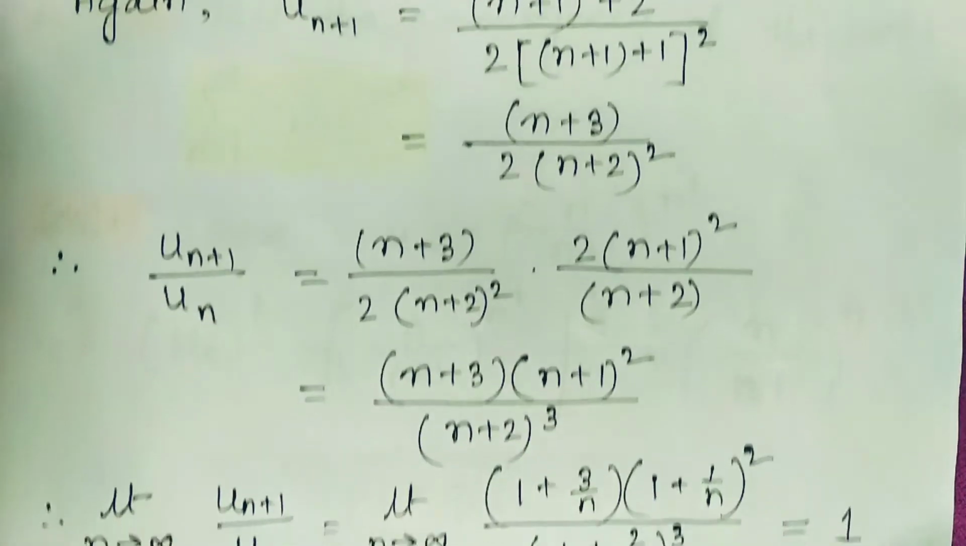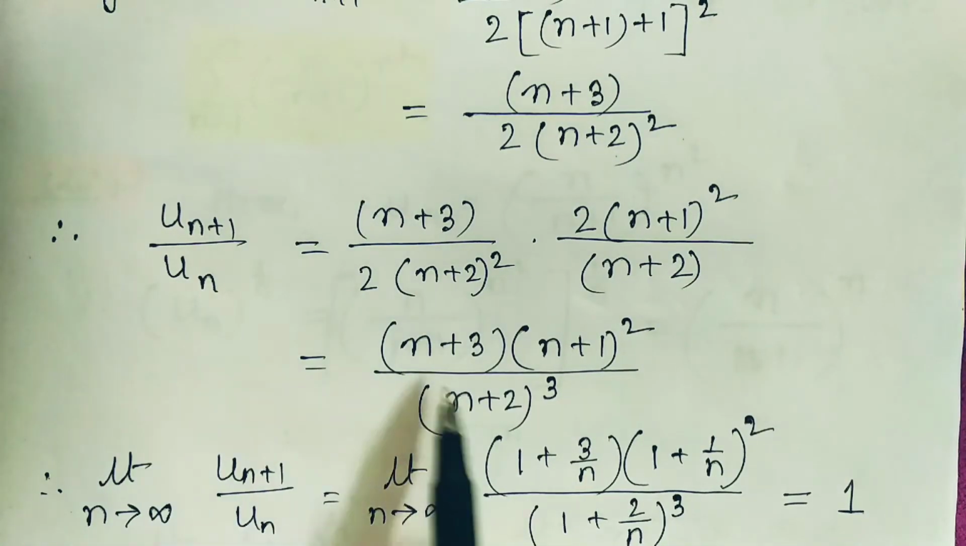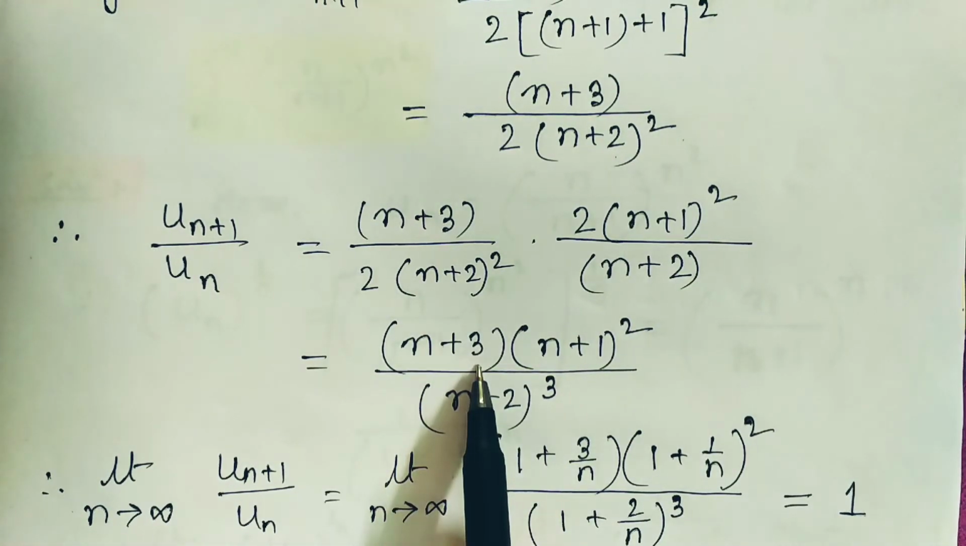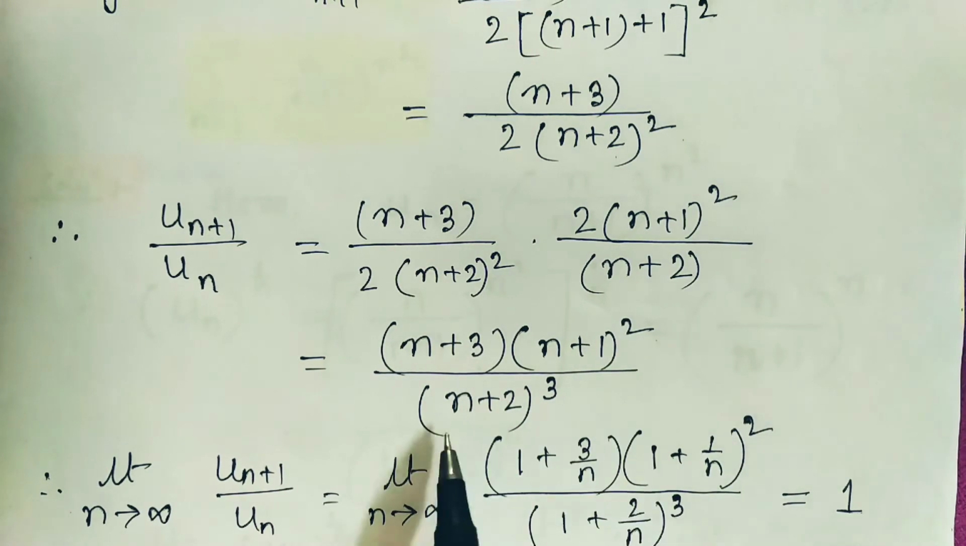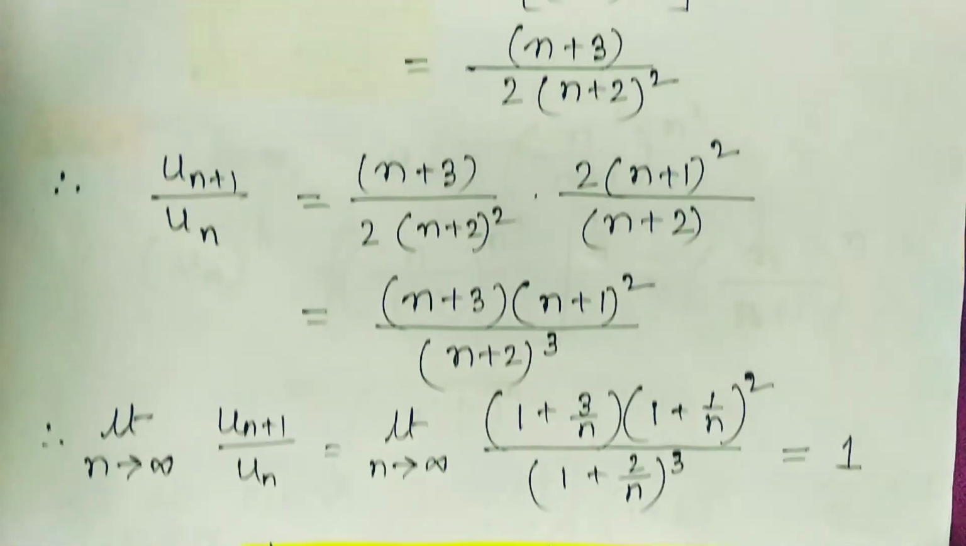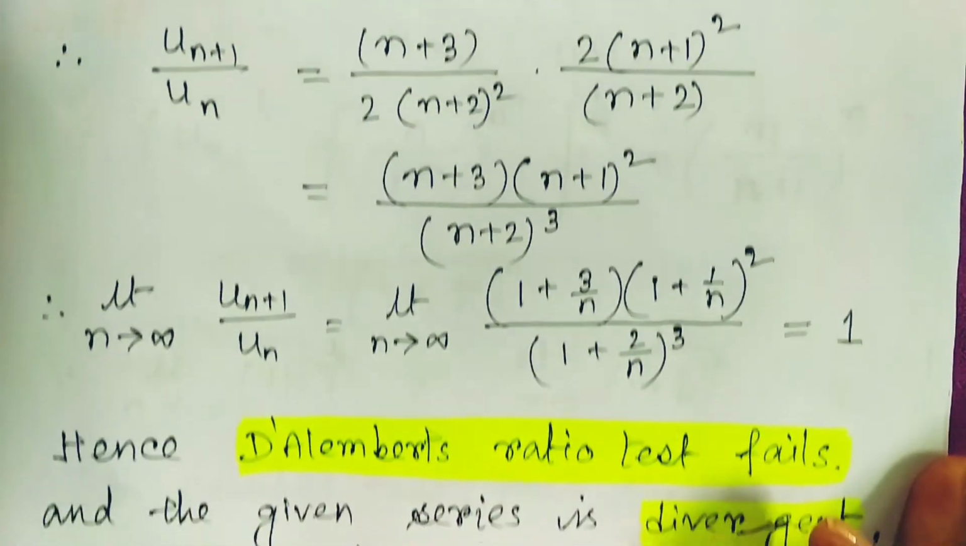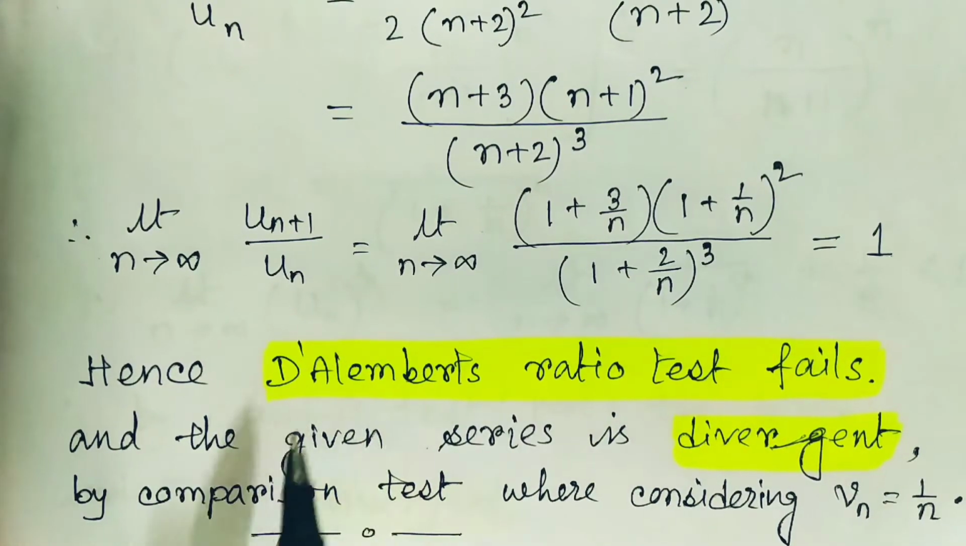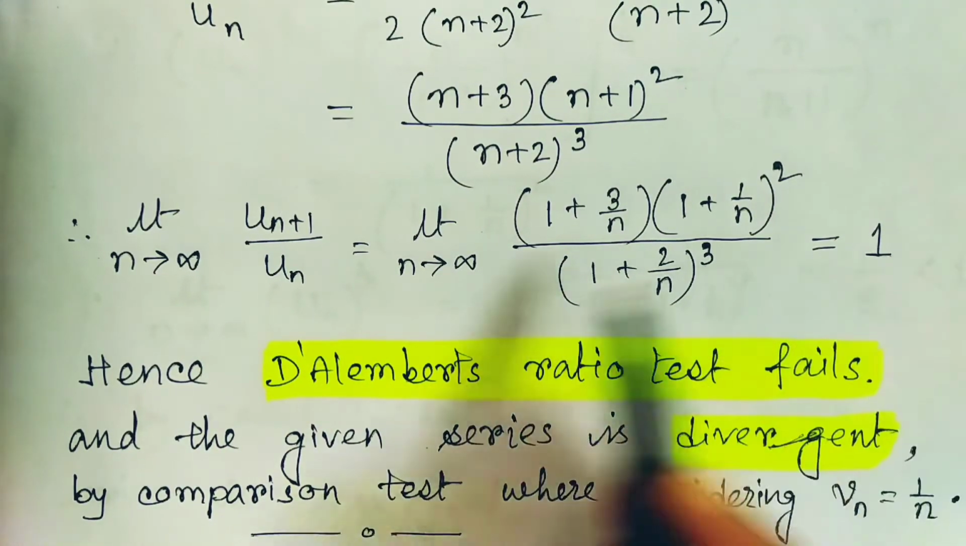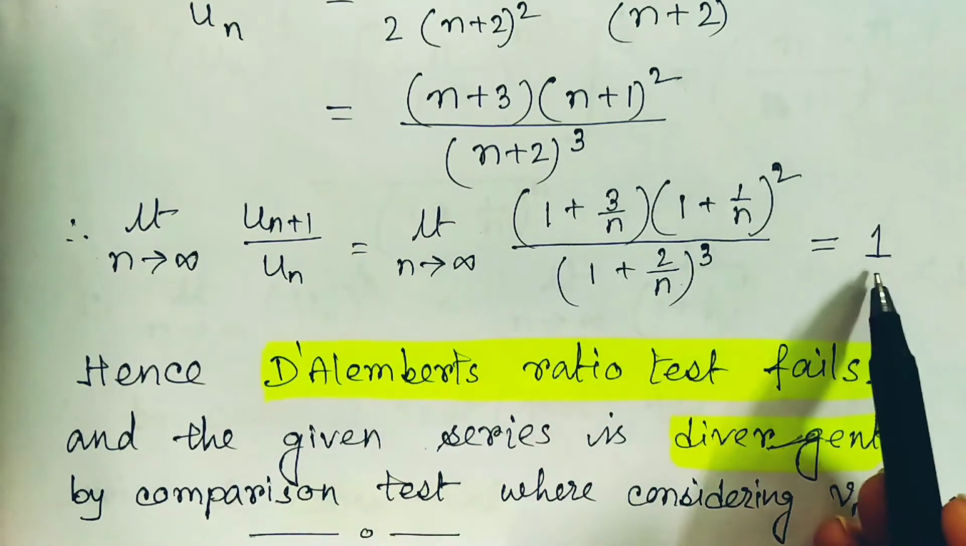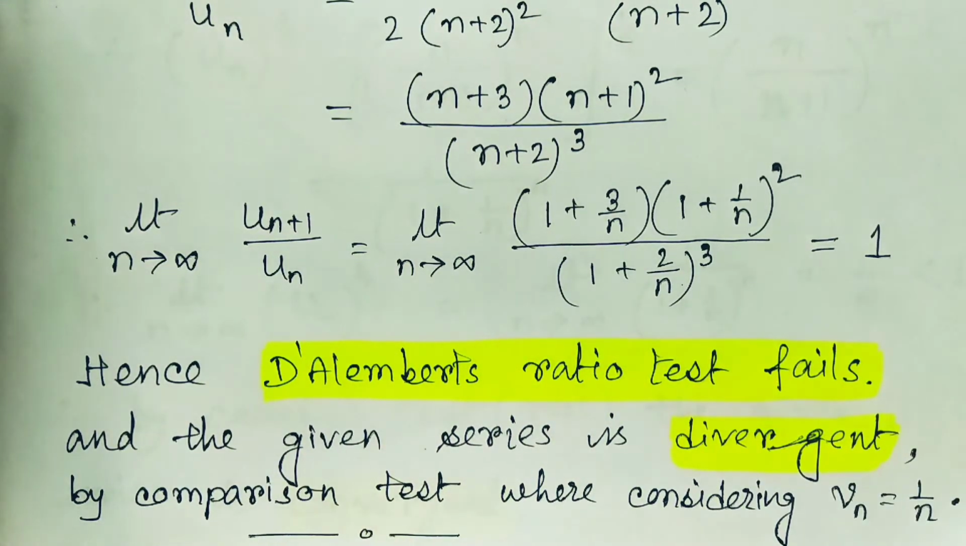Now we take the ratio value. So un plus 1 by un is n plus 3 into n plus 1 its whole square divided by n plus 2 its whole cube. If we take the limit on both sides, we will find this limiting value is 1. Just observe the simplification, and the value is 1. Hence, D'Alembert's ratio test fails. But actually, the given series is a divergent series.